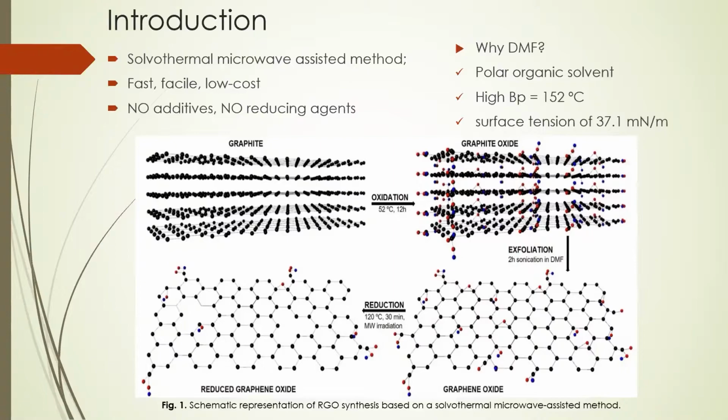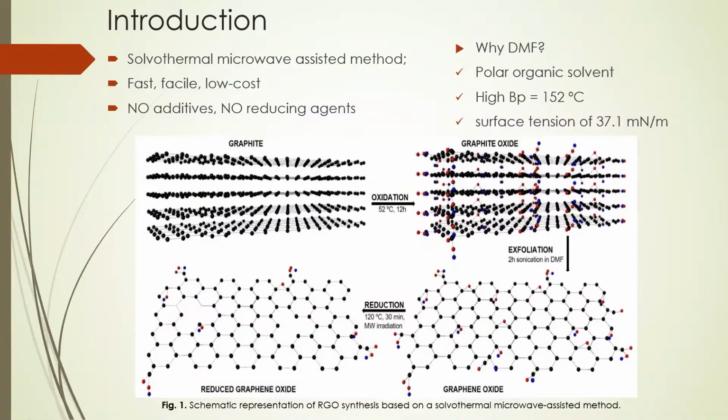And this is why we chose DMF, because it is a polar organic solvent, it has a high boiling point and a surface tension of 37.1 millinewton per meter. According to the literature, the best solvents to obtain stable dispersions of graphene without any functionalizations or additives should have a surface tension in the range of 40-50 millinewtons per meter.